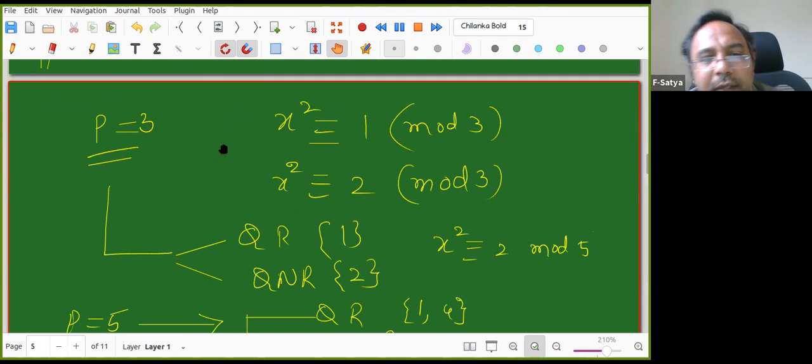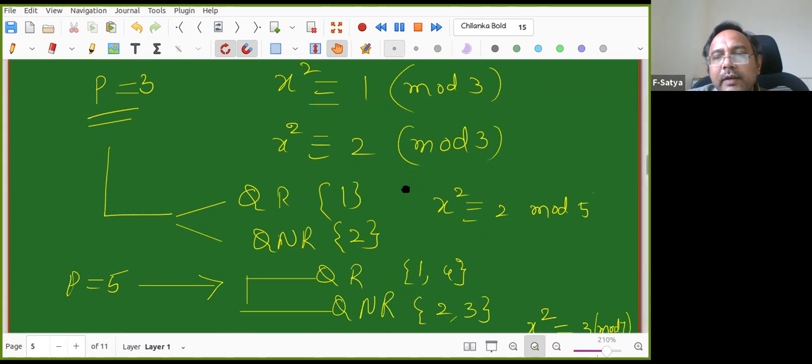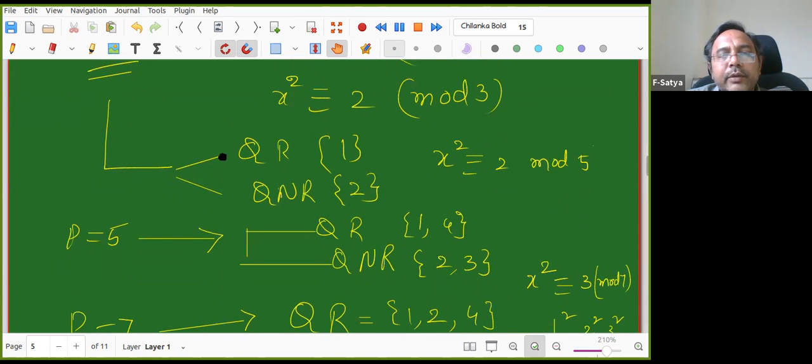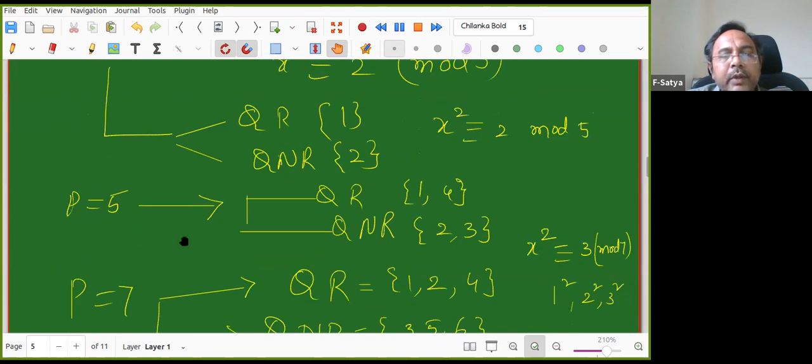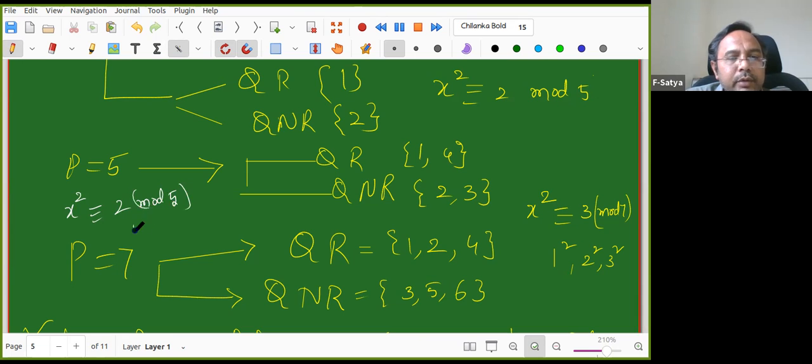I started with 13, but 13 may be difficult, so now we start with 3. x square equal to 1 mod 3 has a solution. x square equal to 2 mod 3 does not have a solution. So the quadratic residue is 1 and the quadratic non-residue is 2 under modulo 3. For P equal to 5, 2 and 3 are quadratic non-residues, and 1 and 4 are quadratic residues. You checked it actually, right? If you take x square equal to 3 mod 5, it will not be satisfied. You can check x square congruent to 2 modulo 5: no solution.